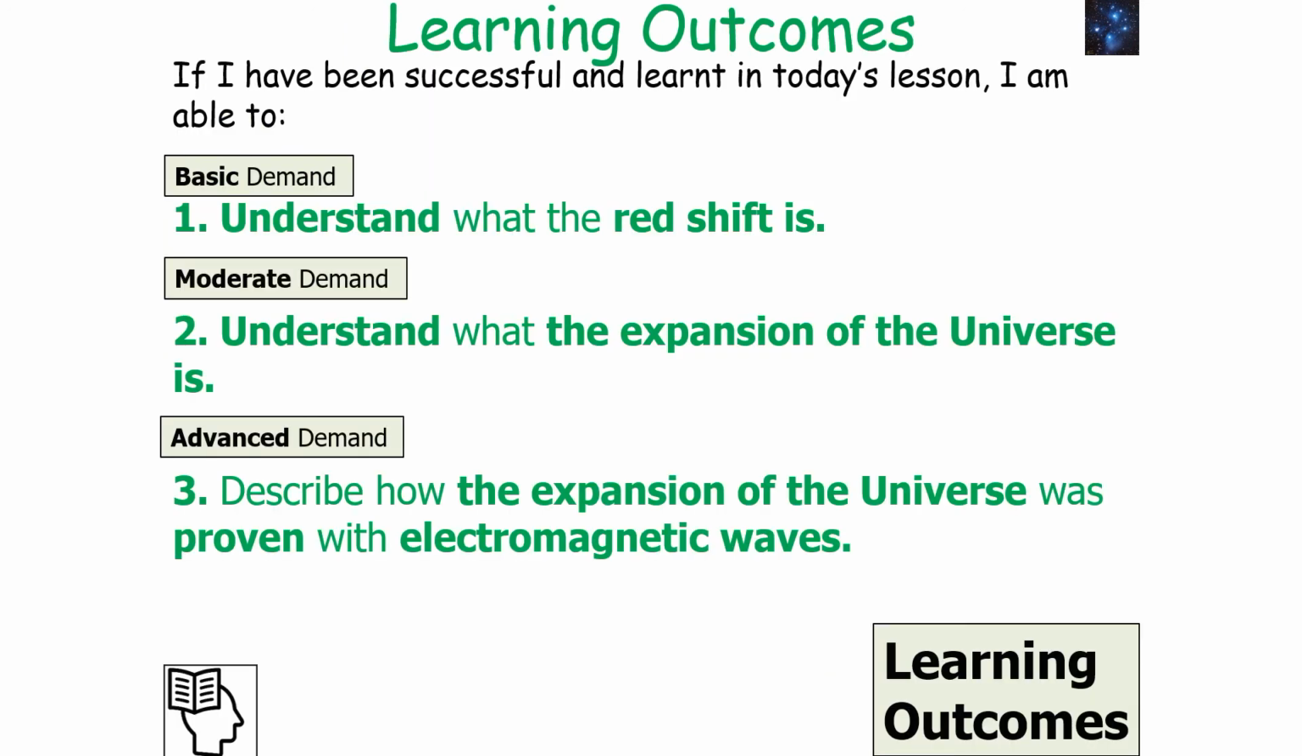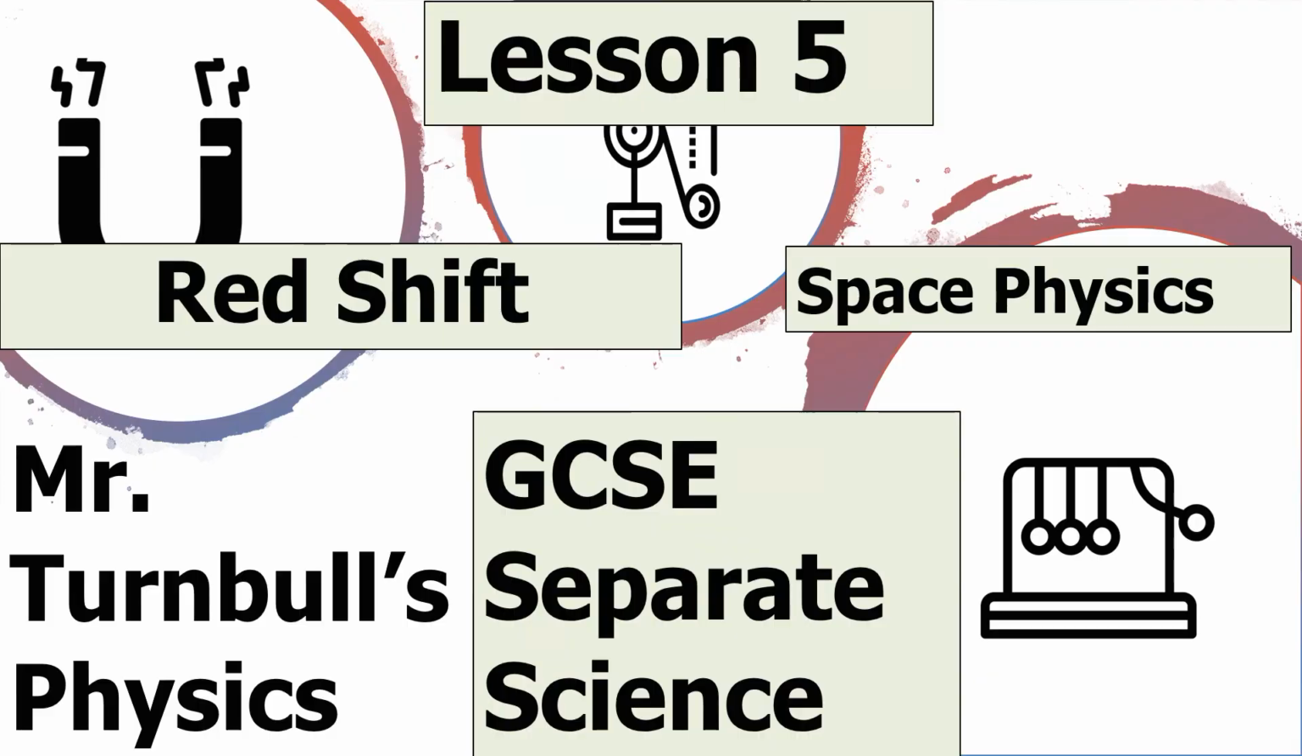So if we've been successful and learnt in today's lesson, we can understand what the redshift is, we can understand what the expansion of the universe is, and finally we can describe how the expansion of the universe was proven with electromagnetic waves. So I hope you've enjoyed today's lesson on redshift, which forms part of the space physics topic in GCSE Separate Science Physics.